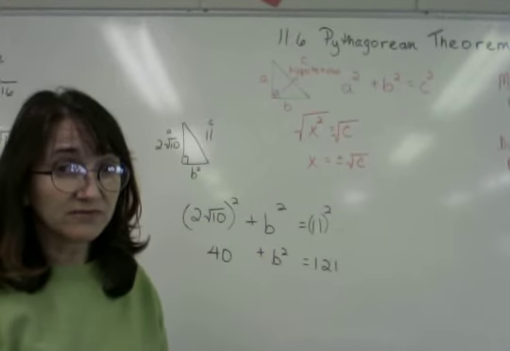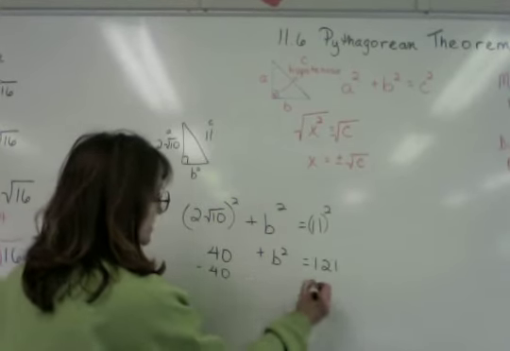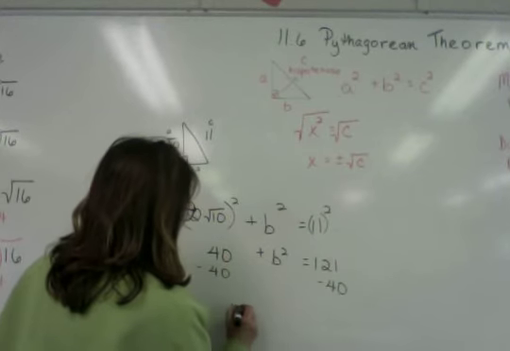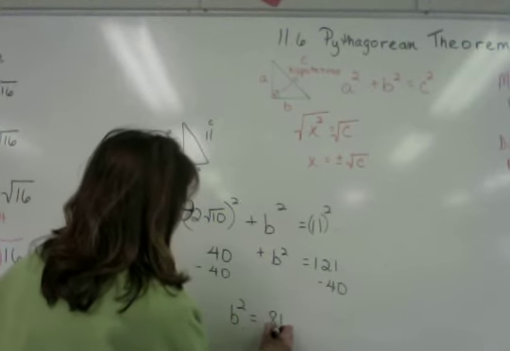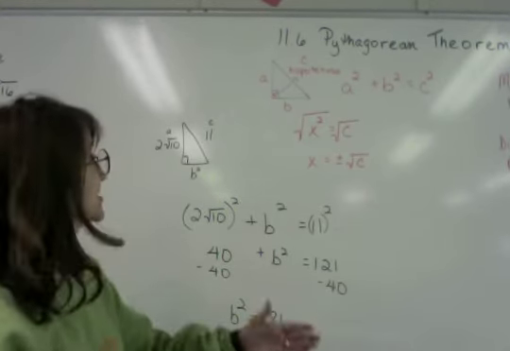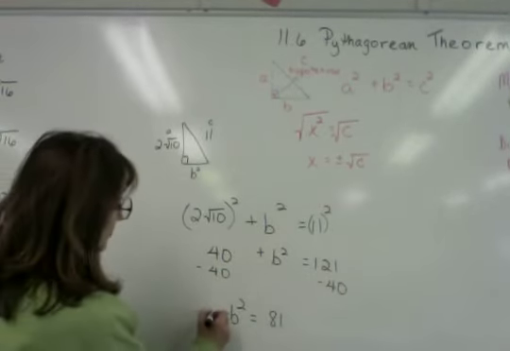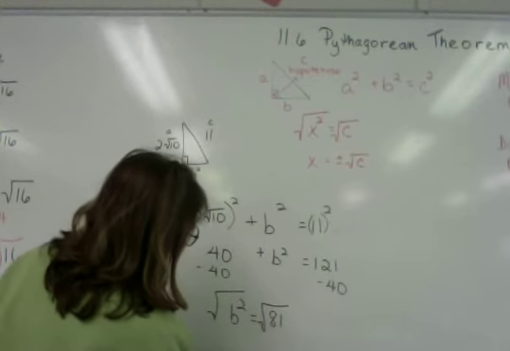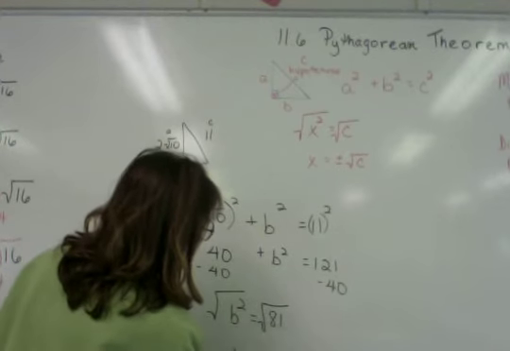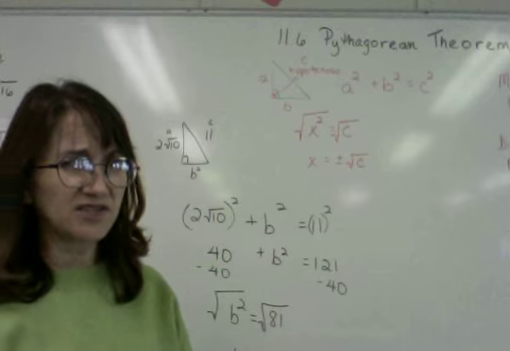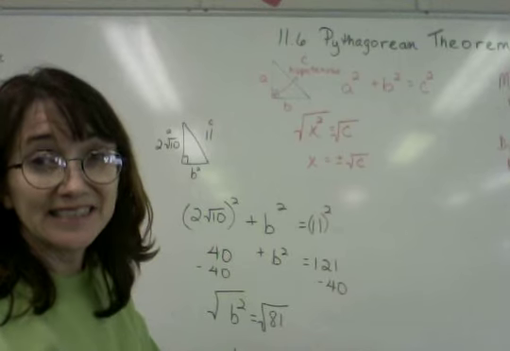Now I just have to solve for B. So how do I solve for B? Well, I'm going to subtract 40 from both sides. So subtracting 40 from both sides, I end up with B squared being 81. Am I done? No, I'm not. I have to put both of these sides under a radical. B just pops out, and the square root of 81 is going to be 9. Yes, technically it'd come out as positive or negative, but this is length, so it's going to be positive. So B is going to end up being 9.